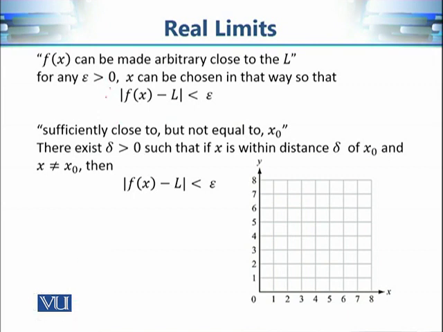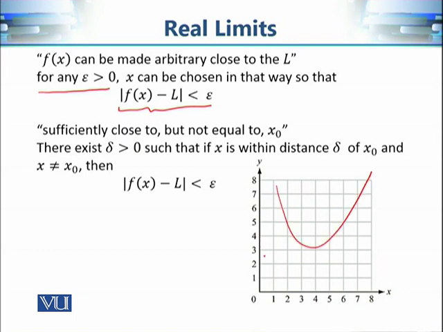Okay, so let's try to write this precisely now. If we say arbitrarily close, it means for any epsilon greater than 0, where epsilon is a real number, the distance |f(x) - L| is less than epsilon. And how do we translate sufficiently close but not equal to x naught? This is translated as: there exists a delta such that if x is within the distance delta of x naught, then we have this relation.